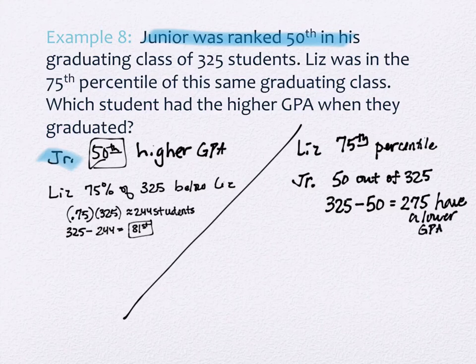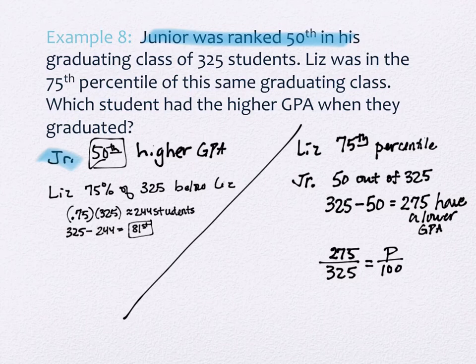Percentile is always calculating how many people are below you. 50, really namely 49, would be calculating how many people are above Junior. I don't care how many people are above Junior if I'm finding percentile. I care how many people are below him. So 275. And then we can do what Emily suggested with percentile, or with proportions. There's 275 people out of the 325 lower than Junior, right? And we want to know what percentile that is. I'll call it P over 100.